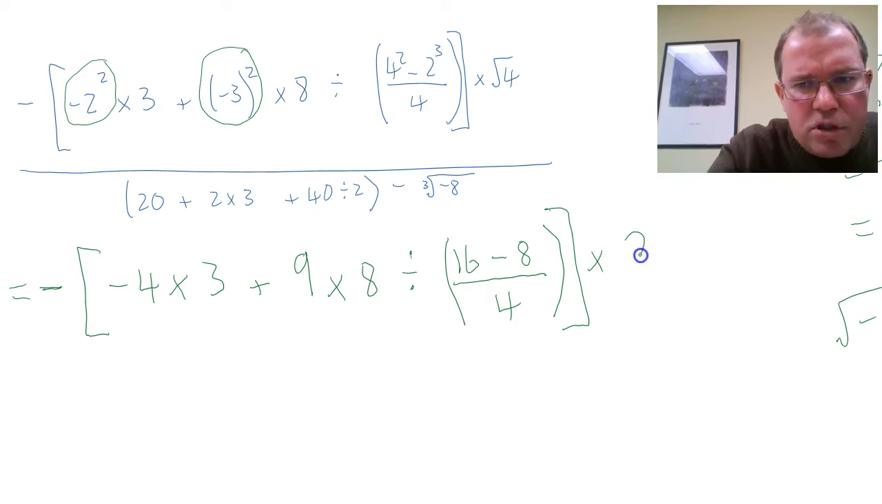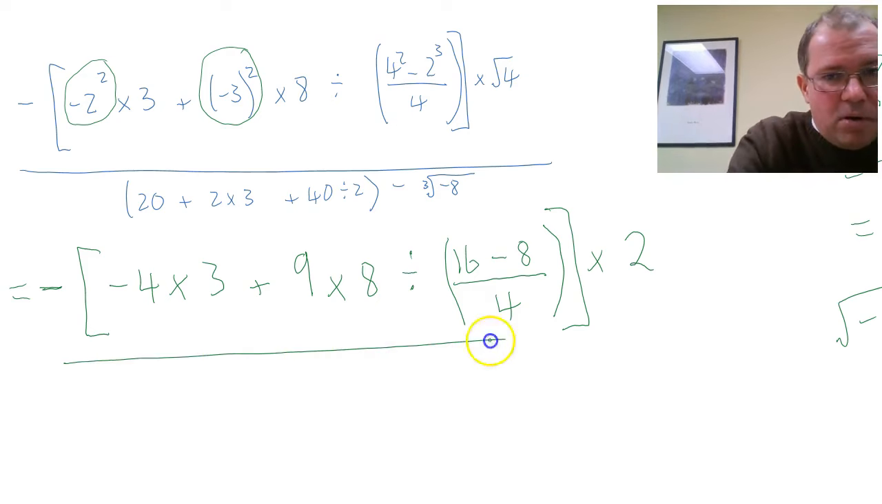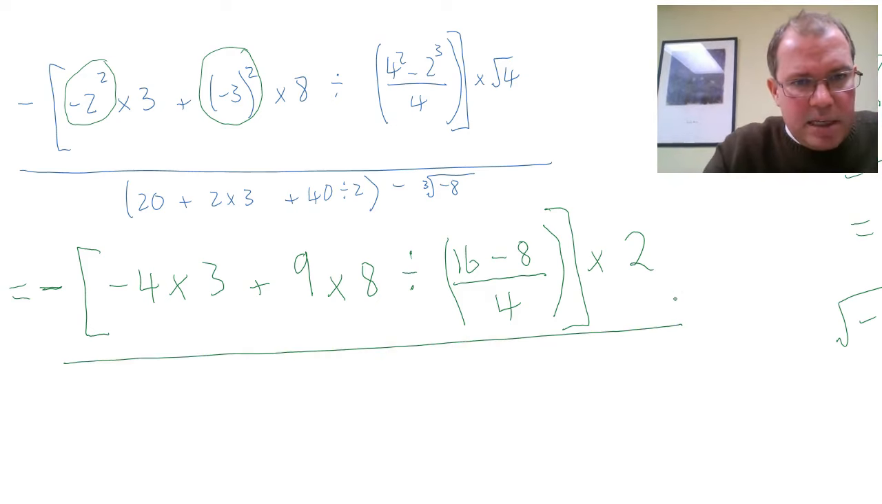Well, √4 is just 2, so I can do that. So that's what I would safely choose to do first on the top line. You may show more steps, that's fine. So if you get the same answer to me at the end, that's great. So I remember all mathematicians have different styles of writing.